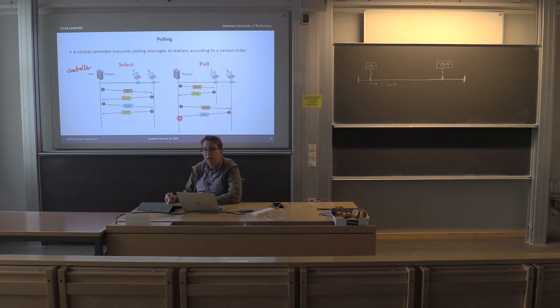And here, by the way, here it comes. And then A acknowledges this. And this is a cycle. So this is when data should go from the stations to the primary, and this is for the primary to the stations.